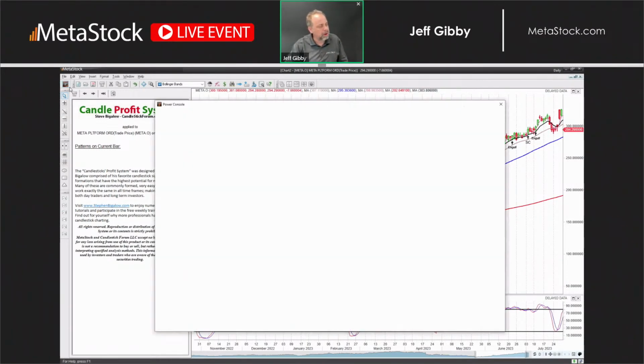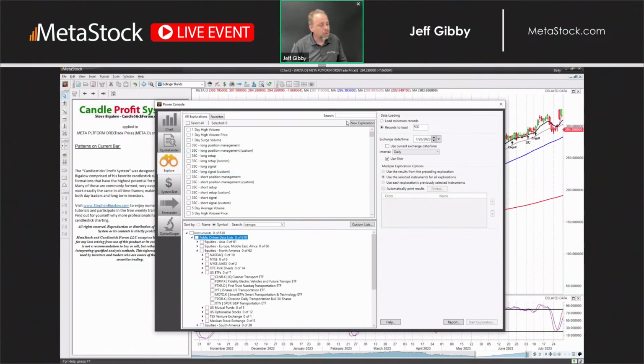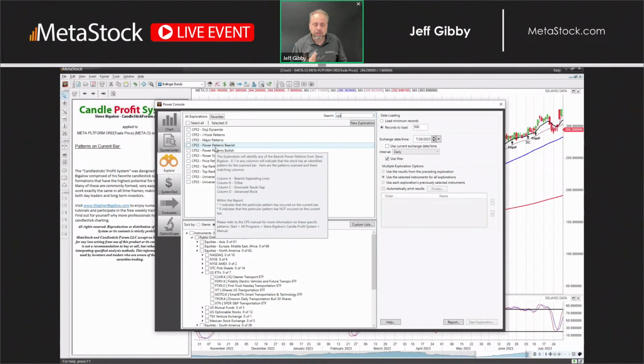And let me show you how that works. I'm going to open up our Power Console. What I'm going to do is identify all of these CPS3s. All of these are scans or explorations that you can run, and all of those patterns identified in that big table before are going to be available.